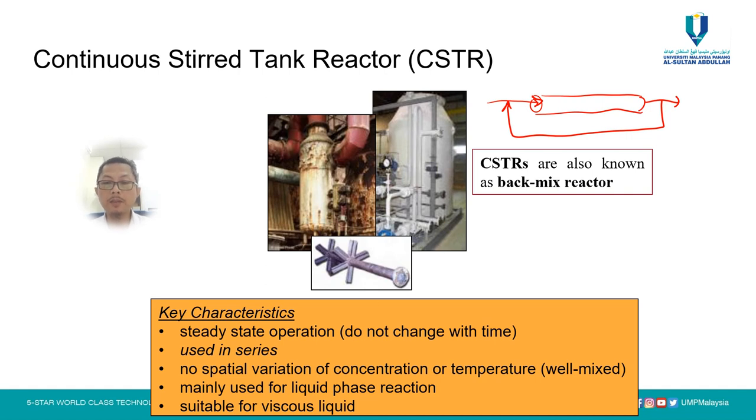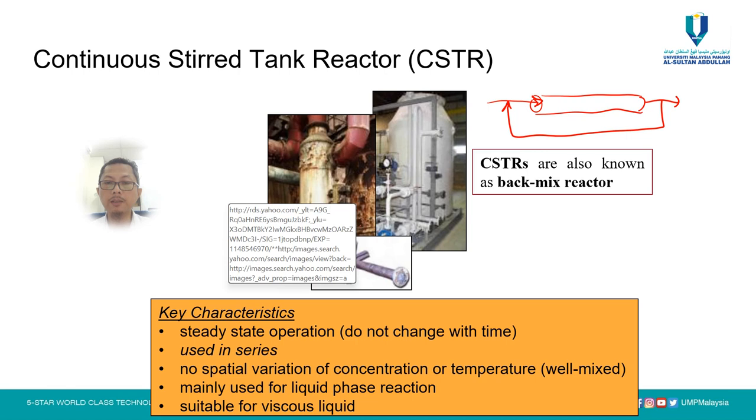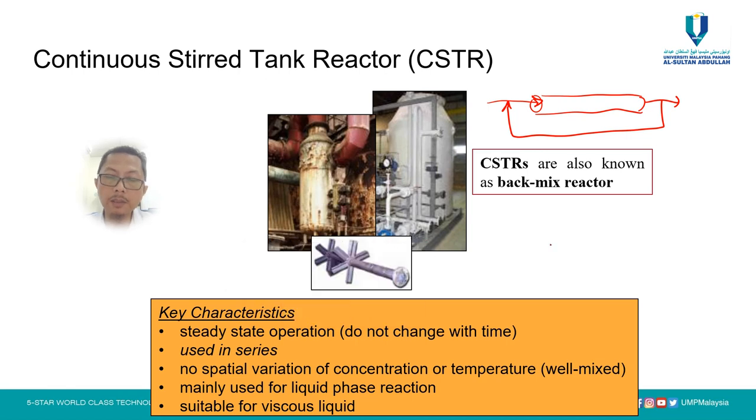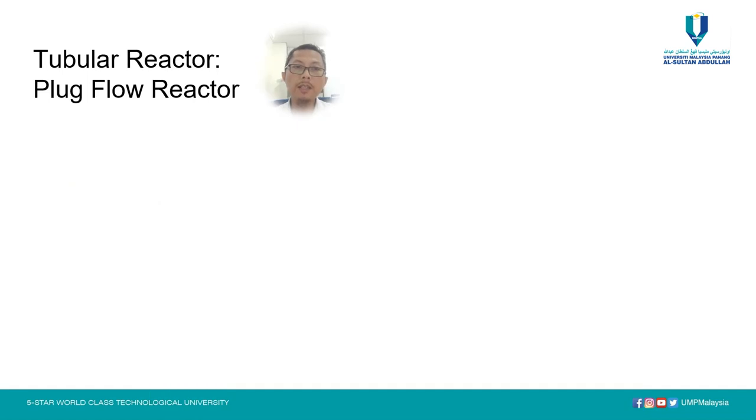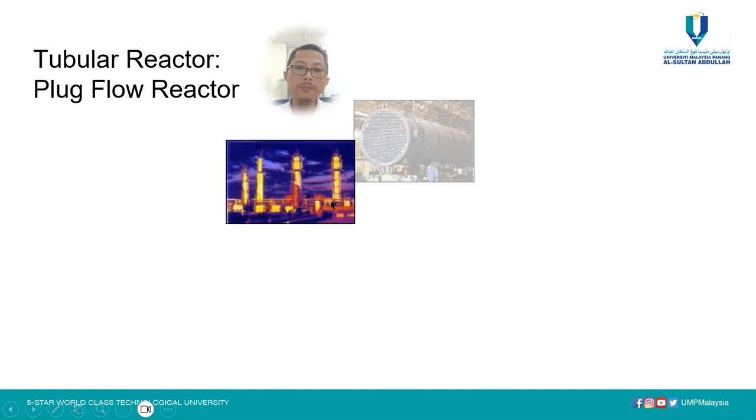There is no difference in concentration and temperature. Similar to the batch reactor, we assume the mixing is perfect and normally used for liquid phase reaction. In fact, it's suitable for viscous liquid because it has a stirrer. We use the stirrer to mix well the reaction mixture. Next is the tubular reactor.